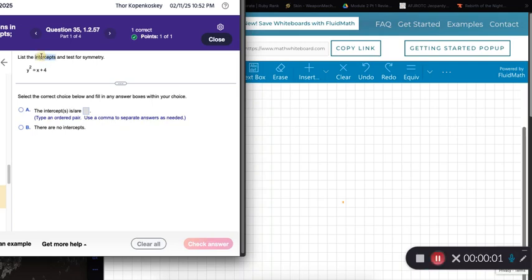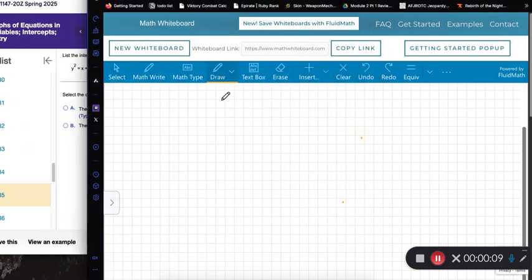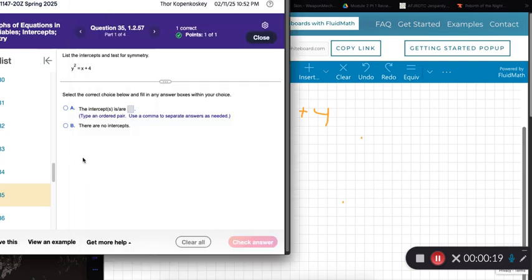I'll be showing how to find the intercepts and axis of symmetry for a two-variable equation. So in this example, we have y squared equals x plus 4. We're going to start off with finding the intercepts.